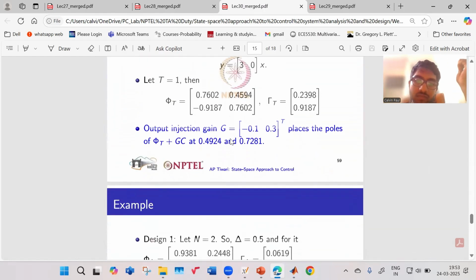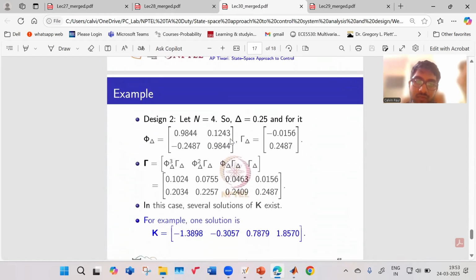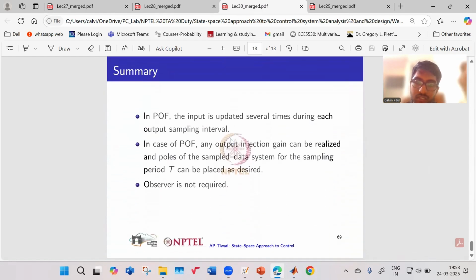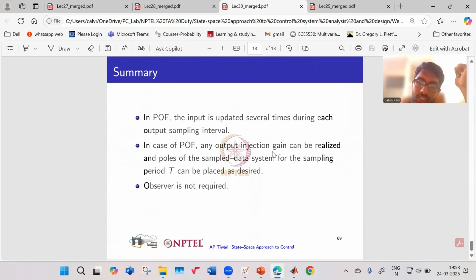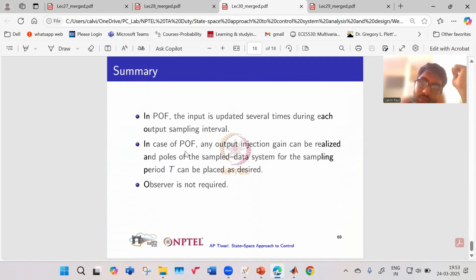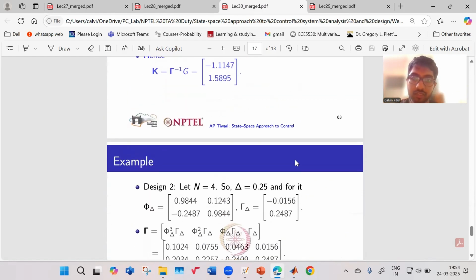So this is the one which is considered, and there are various examples which are shown. Observer is not required in this case also. The output injection gain can be less, and poles of the sampled data system for the sample period T can be placed as desired. So these poles are with respect to the sampling period T. It is not for T by N. It is for the overall response of the system, which you look at for the sampling period T.